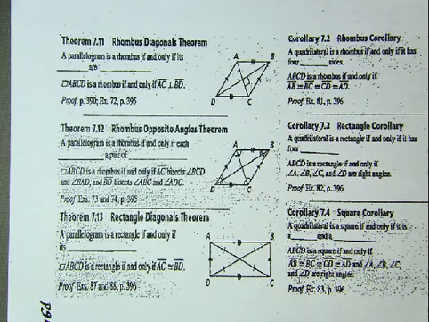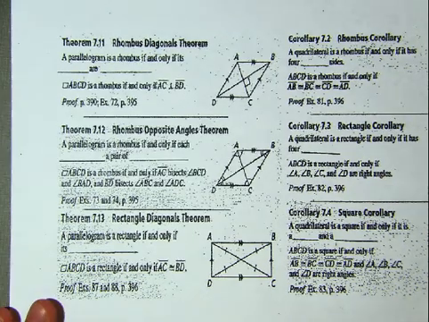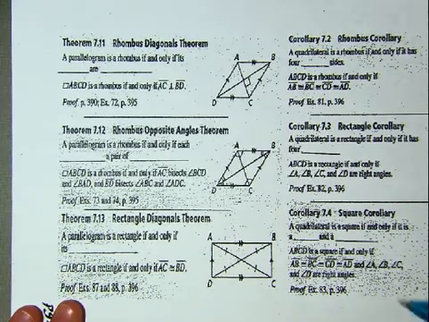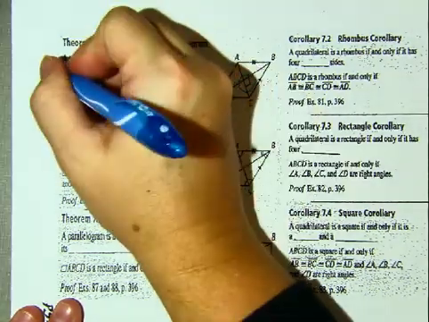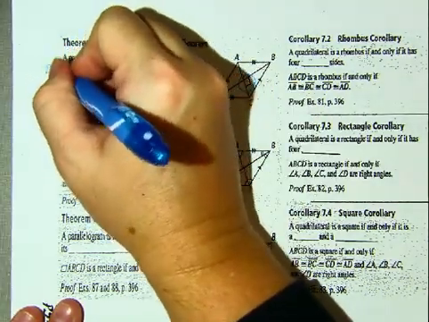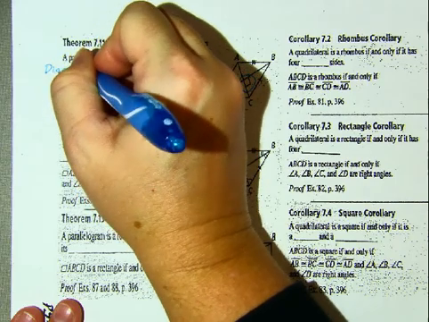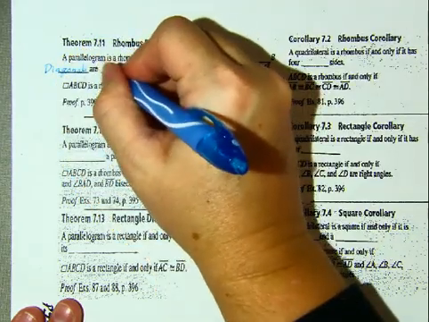Okay, so our first theorem that we have is dealing with the rhombus. So for the rhombus, it says a parallelogram is a rhombus if and only if the diagonals are perpendicular. Remember we said that was special for a rhombus, was that those diagonals are perpendicular. So diagonals are perpendicular.